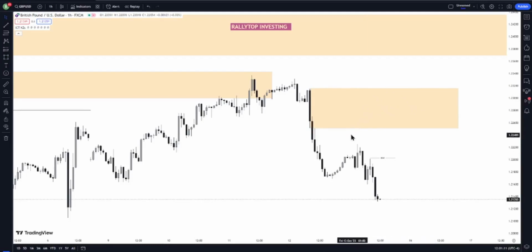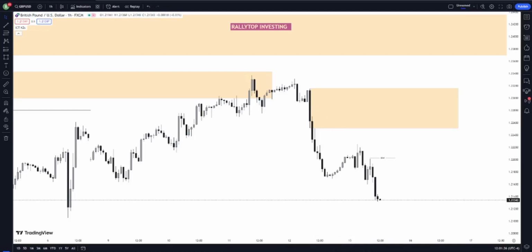I mark this OB because there is an imbalance. I think there is a slight imbalance here. This candle did not touch this one. So there is a slight, a minor imbalance there. It does not matter how small the imbalance is. An imbalance is an imbalance, or a fair value gap is a fair value gap. So that is your POI that you want to look for.